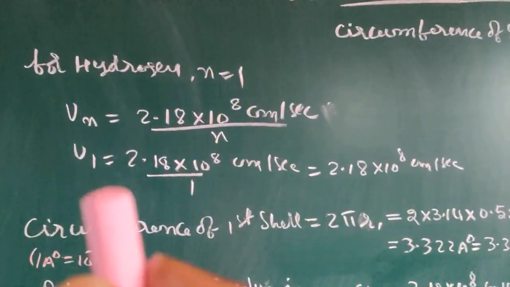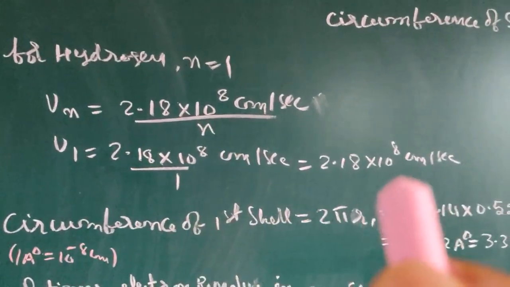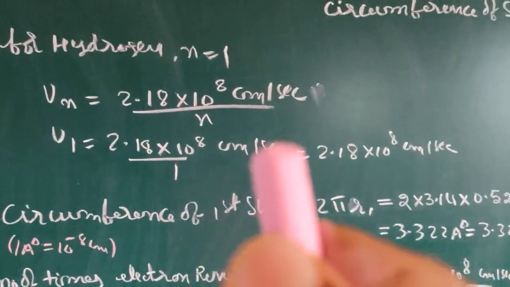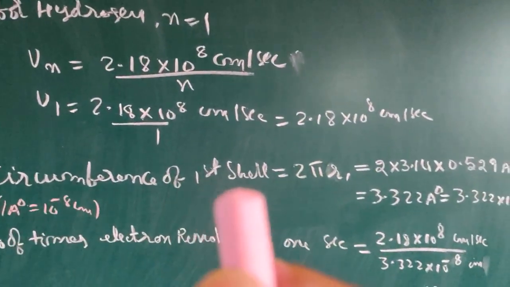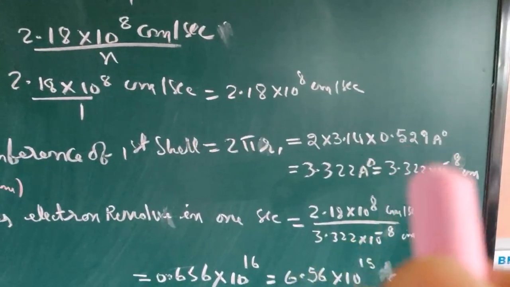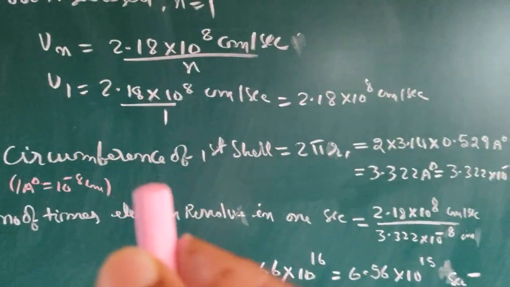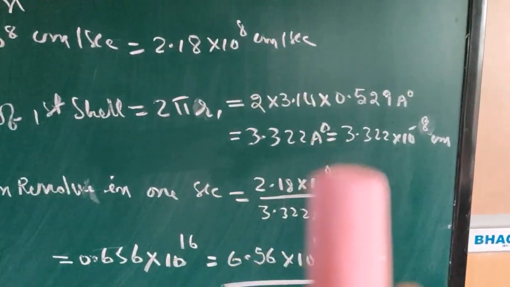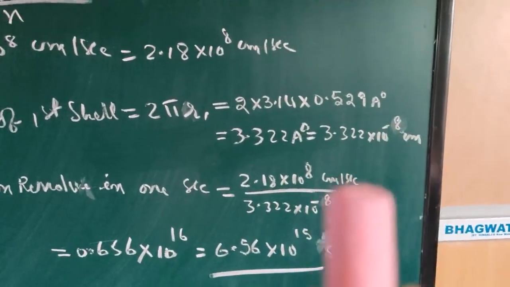So then V1 is equal to 2.18 into 10 power 8 by 1. So 2.18 into 10 power 8 centimeters per second. This is the velocity of the electron in the first shell. Circumference of the first shell is 2 pi r1. R1 represents the radius of the first orbit, that is equal to 0.529 angstroms. So finally, after calculation, the circumference of the first shell is equal to 3.322 angstroms, that is 3.322 into 10 power minus 8 centimeters.